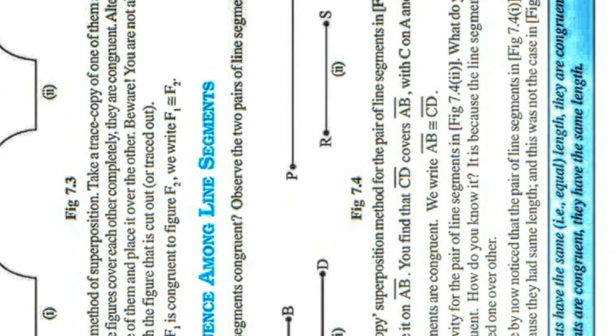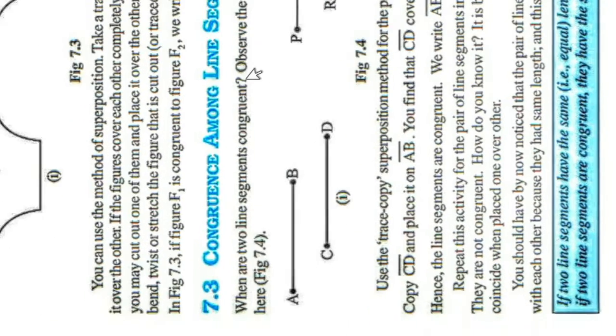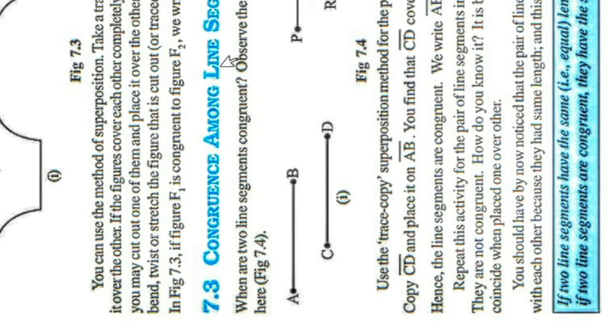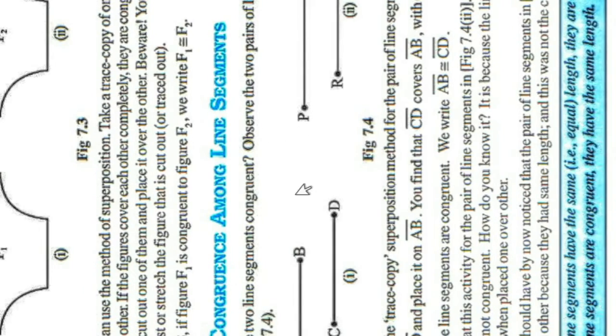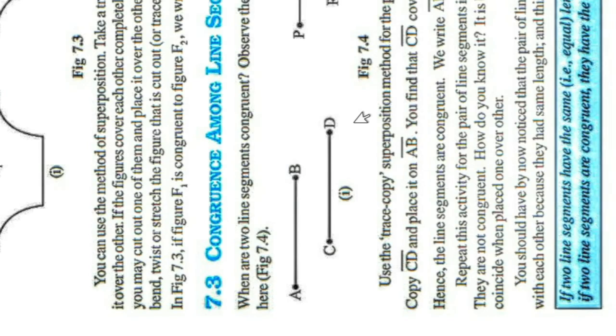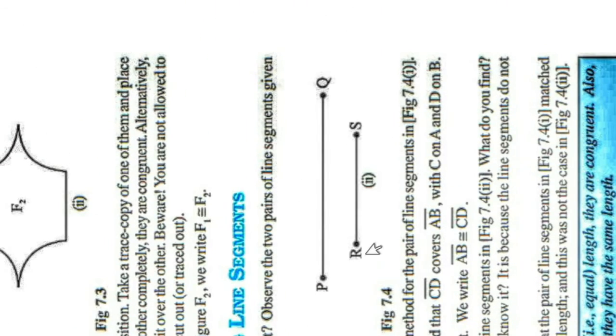Now if figure F1 is congruent to figure F2, we can write F1 congruent to F2. This is the symbol given for congruence. Next, congruence among line segments. When are two line segments congruent? Observe the pairs of line segments given here.